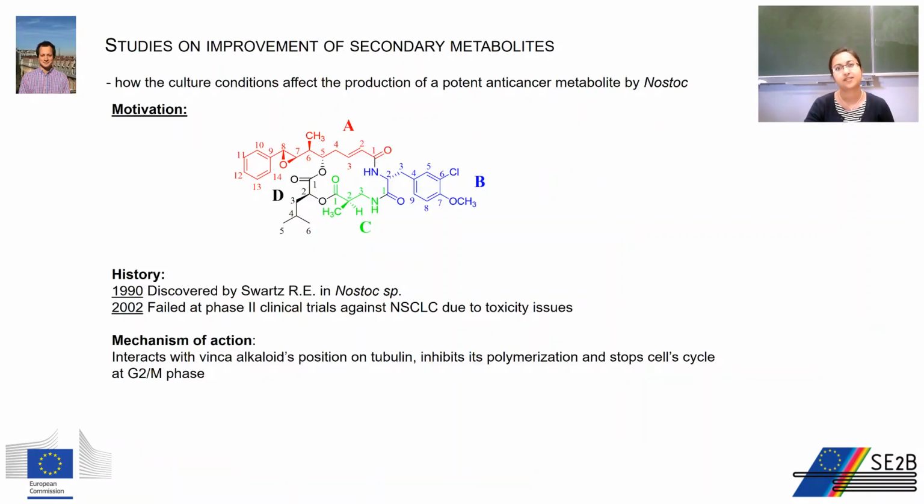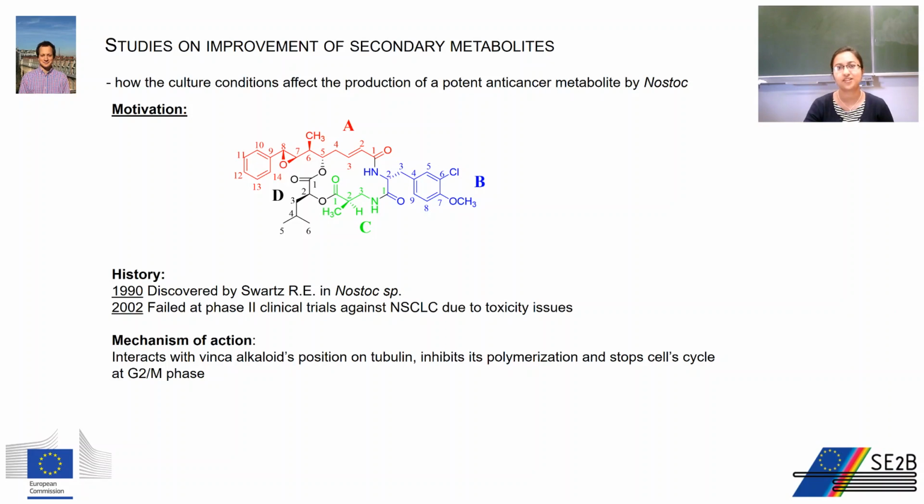The last project is about the involvement of secondary metabolites, where we are trying to address the question of how the culture parameters affect the production of a potent secondary metabolite in Nostoc. This metabolite is cryptophycin, and we can see here in the figures its main analog, cryptophycin 1. This compound was discovered by Schwartz 30 years ago, and for the first time it reached clinical trials in 2002. However, it failed due to toxicity issues.